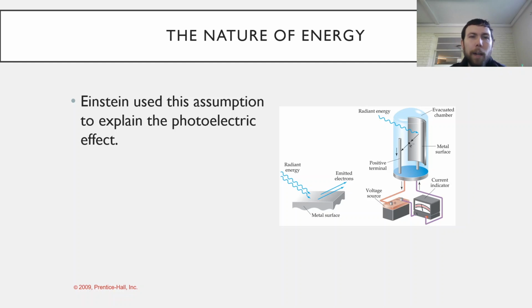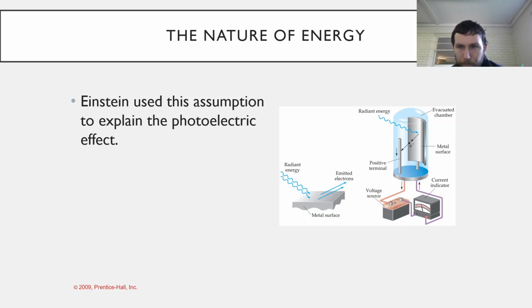And so Albert Einstein used Planck's idea to explain what's called the photoelectric effect. Now, the photoelectric effect has to deal with the idea that you can shine light on a metal, and when you do that, it's going to cause electrons to leave the surface of the metal. That's the photoelectric effect.